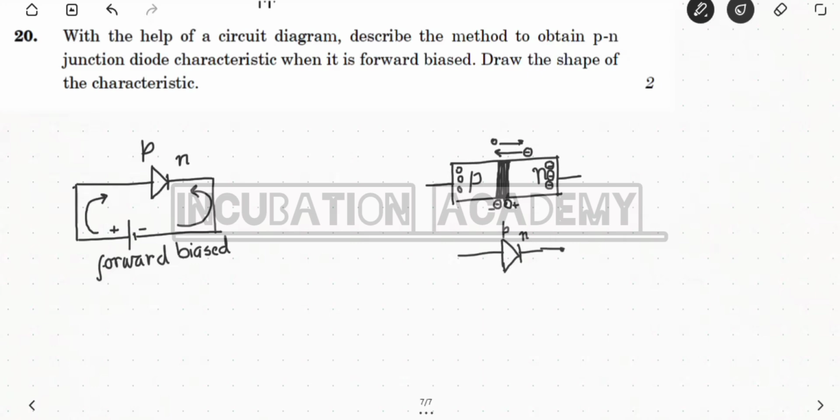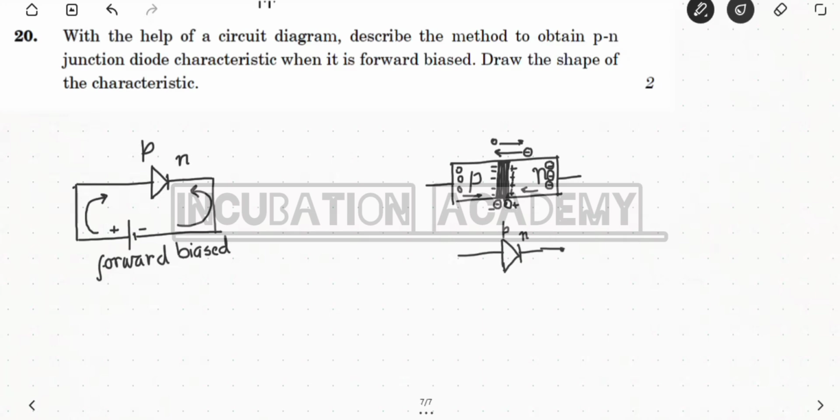So a potential barrier is developed. On this side you get positively charged immobile ions which cannot move, and here the negatively charged ions. When further electrons try to diffuse from this side, they face this negative potential barrier, and the holes which try to diffuse through the depletion region face the positive potential barrier. So further electron-hole diffusion stops.